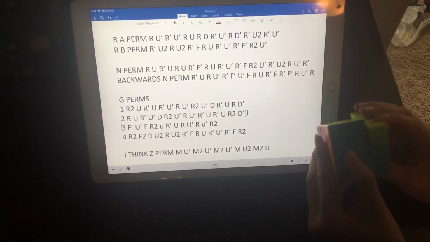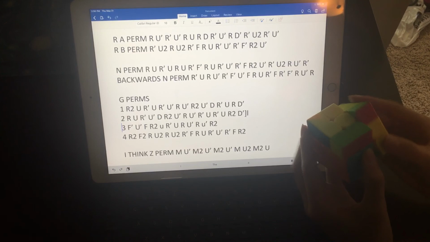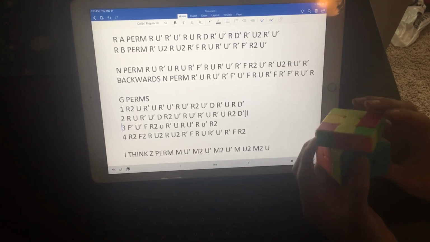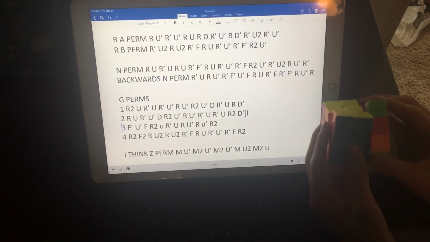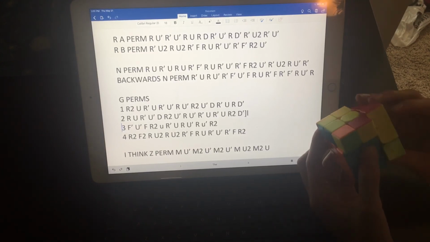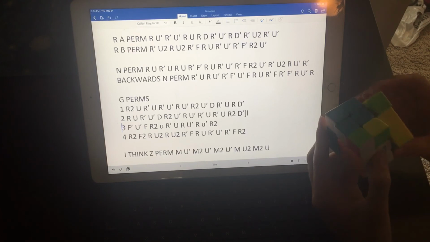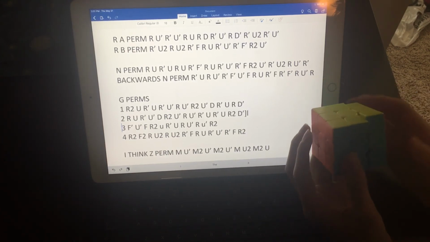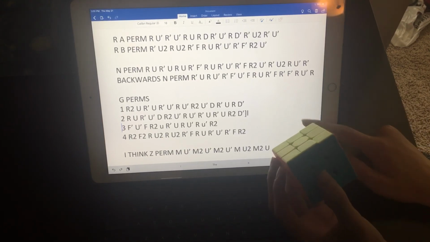So it is R prime, U, R, U prime, R prime, F prime, U prime, F, R, U, R prime, F, R prime, F prime, R, U prime, R. So that's the backwards N prime.